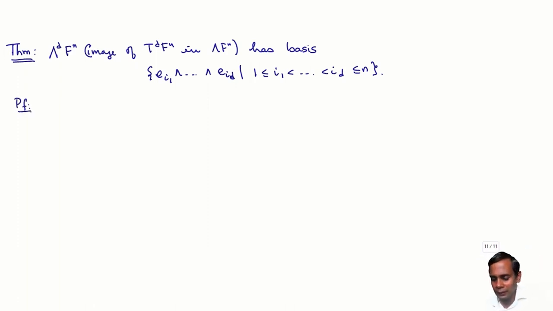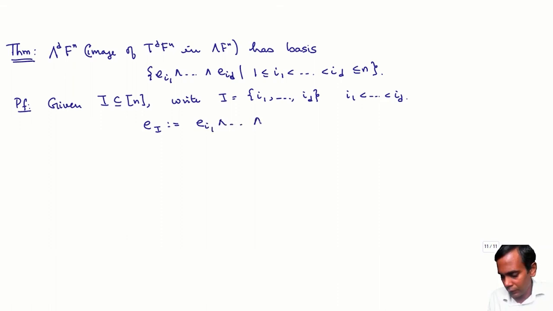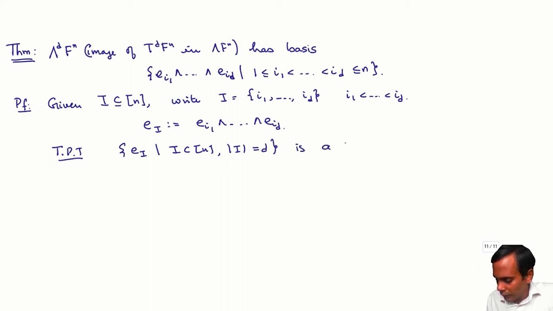In order to do that, it's convenient to use somewhat set theoretic notation. So, given a subset I of N, write I in increasing order. Let's say I has D elements. Then you define EI to be EI1 wedge ... wedge EID. So what I'm basically saying is that collections of strictly increasing indices between 1 and N are the same as subsets of the set 1 to N. And so what we want to show is that EI, I a subset of N with cardinality D, is a basis of wedge D Fn.